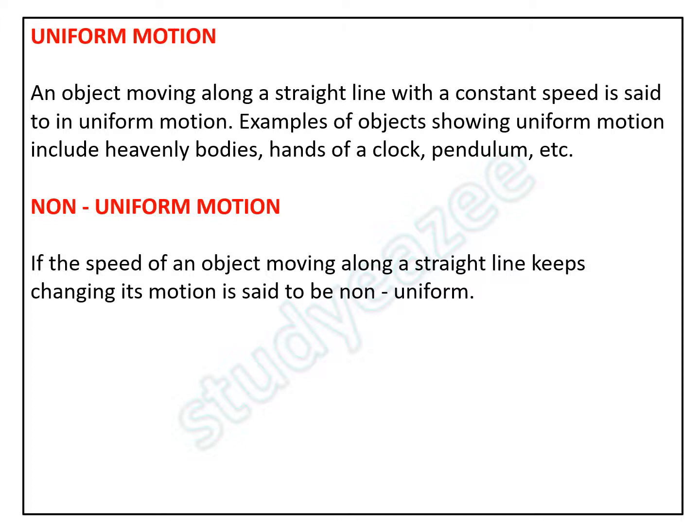Now motion can be of two types, uniform motion and non-uniform motion. An object moving along a straight line with a constant speed is said to be in uniform motion. Examples of objects showing uniform motion include heavenly bodies, hands of clock, pendulum, etc. If the speed of an object moving along a straight line keeps changing, its motion is said to be non-uniform.